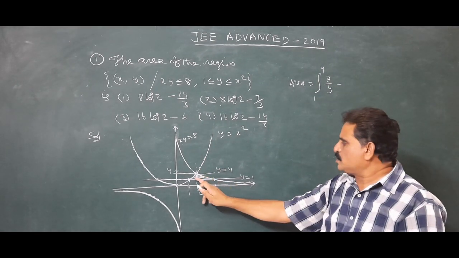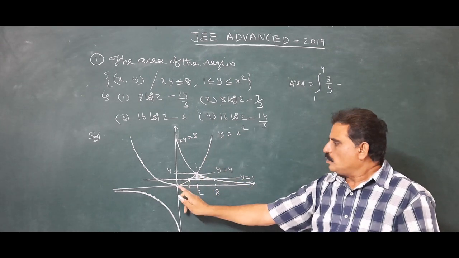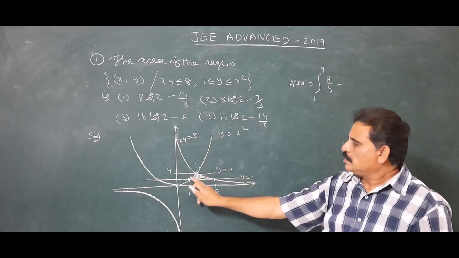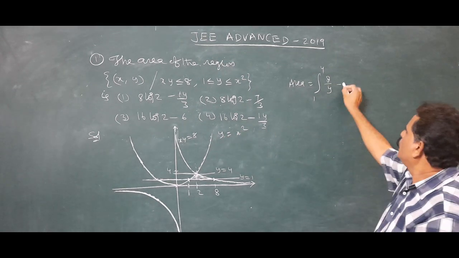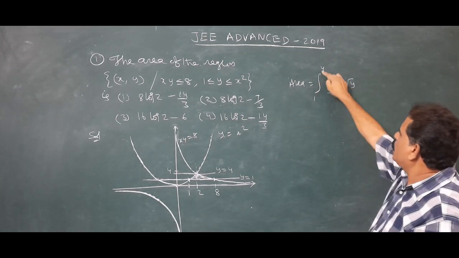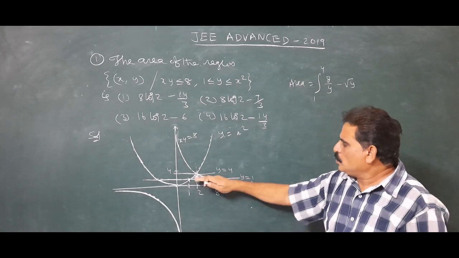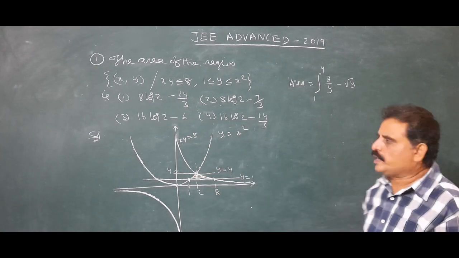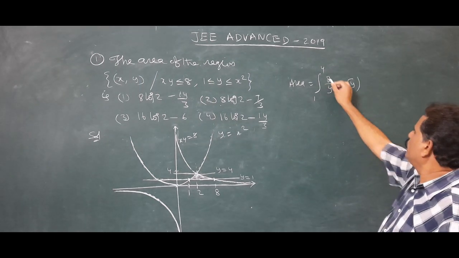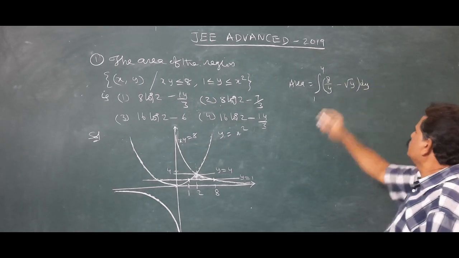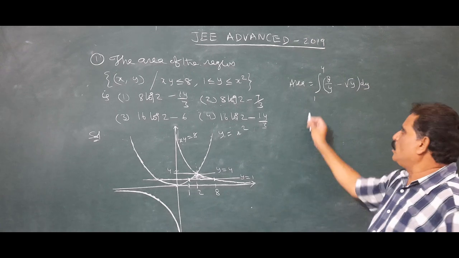This is the up curve. This is the down curve, y = x². From this, x² = y, so x = root y. Because 1 to 4 are the y limits, that's why the curve is converted in terms of y. So the integral of (8/y − root y) dy gives 8 log y.